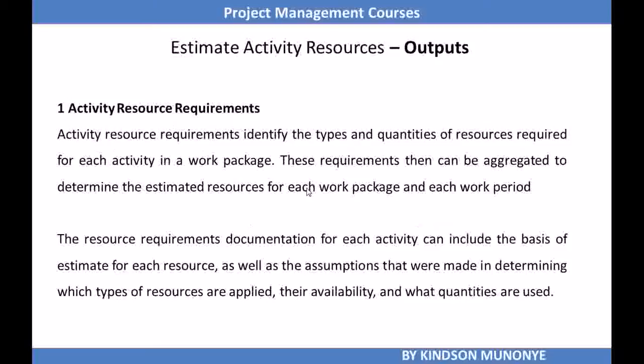One of them is activity resource requirements, and activity resource requirements identify the types and quantities of resources required for each activity in a work package, and these requirements are then aggregated to determine the estimated resources for work packages and the work period. So activity resource requirements identify the type and quantity of resources. It's like the major output of the estimate activity resources process. So it tells you the resources needed, the quantities, and the work periods that are going to be covered.